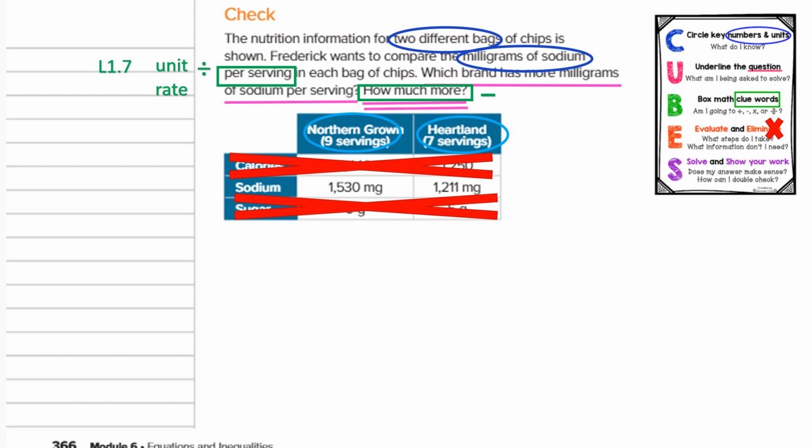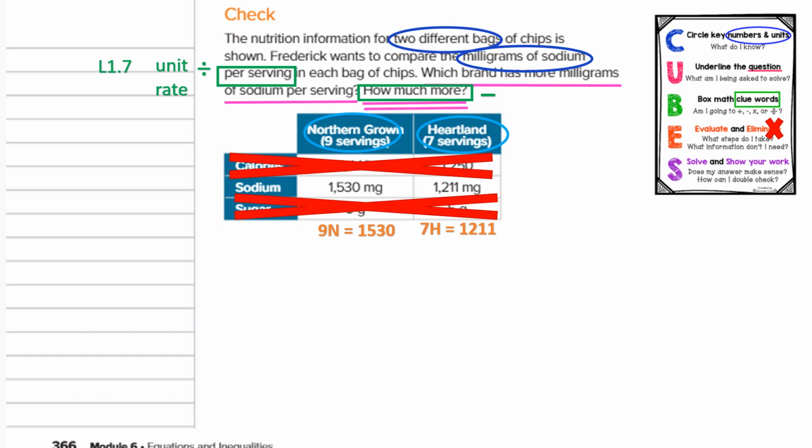What I do care about is the sodium. For Northern Grown, I'm going to use my variable N to stand for Northern. I have 9 servings, so 9 groupings of N, and that's equal to 1,530. So if I set up my original math problem as 9N equals 1530, then I can do that math, right? What about Heartland? Let's use the variable H for Heartland. We know it has 7 servings. So 7 times however many milligrams there are for Heartland is going to be equal to 1,211.